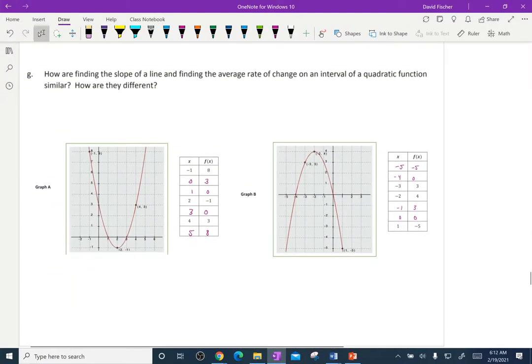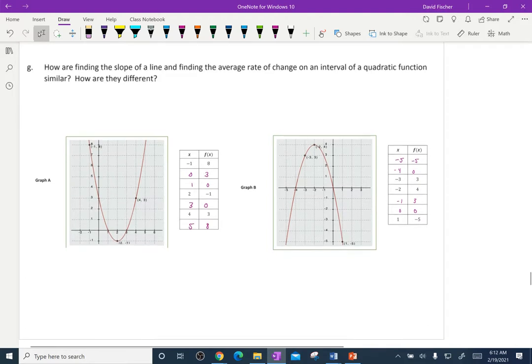G. How are finding the slopes of a line and finding the average rate of change of an interval similar? How are they different? All right, so pause the video and think about that. Write some kind of a response and then come on back and let's see what my thinking is.